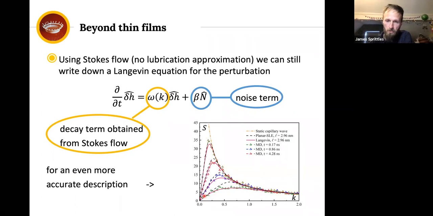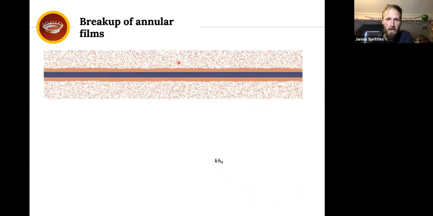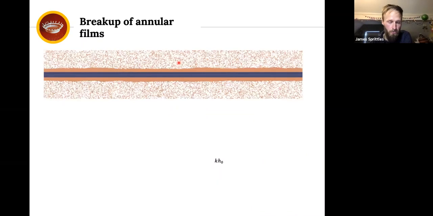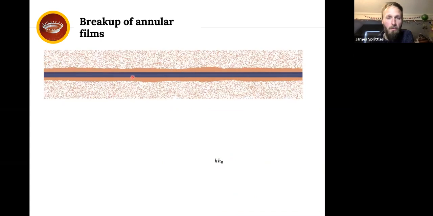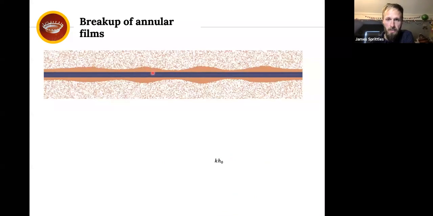Okay, and the later times agreed fine anyway. So Stokes flow seems to be important because the noise drives these short wavelength modes. This is even more dramatically seen when we look at the breakup of an annulus, breakup on a cylinder of an annular part of liquid. So this breaks into beads.